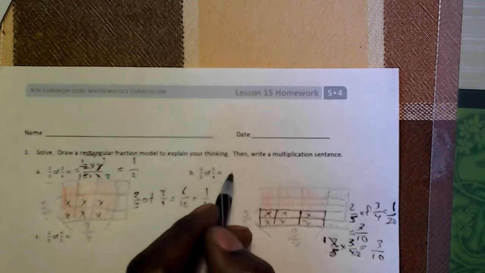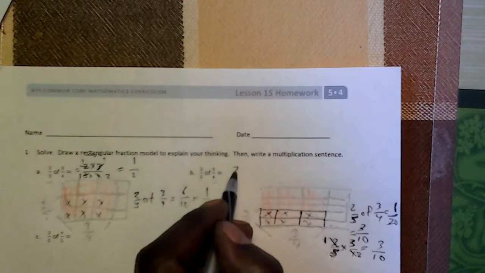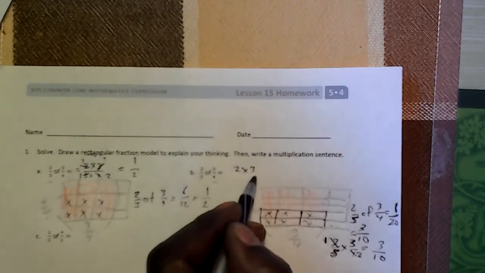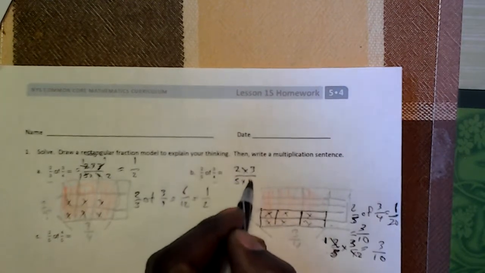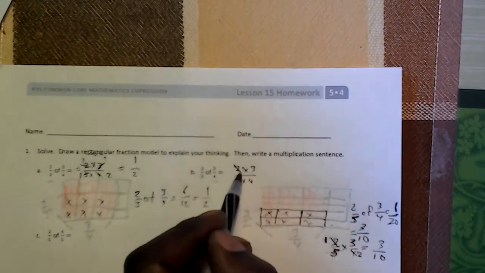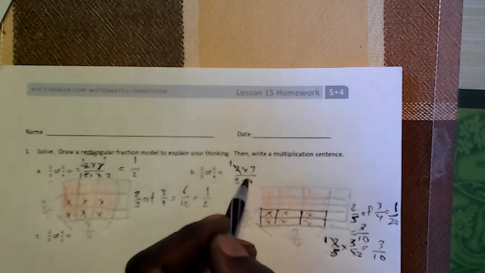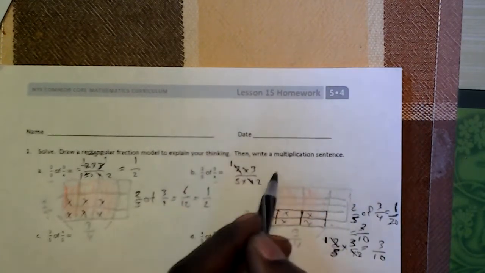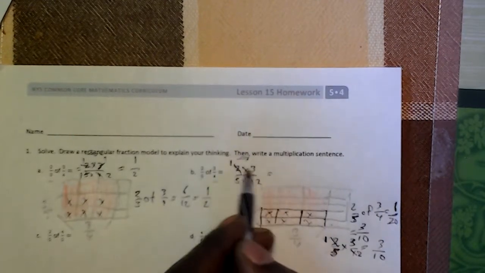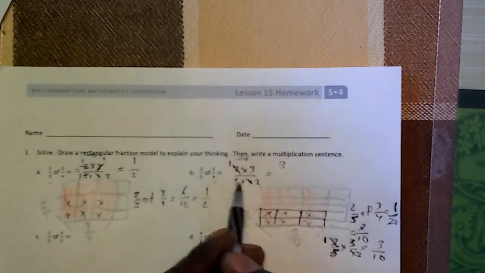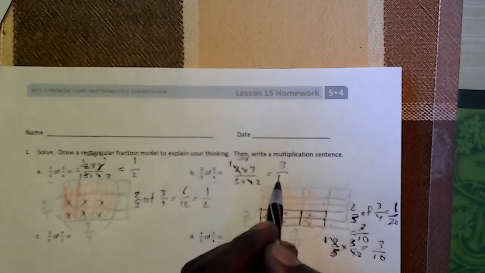2/5 of 3/4 equals 2 times 3 over 5 times 4, right? And we reduce again. 2 divided by 2 is 1. 4 divided by 2 is 2. And then we multiply across, and we get 1 times 3 is 3. 5 times 2 is 10. So we get 3/10. Okay?